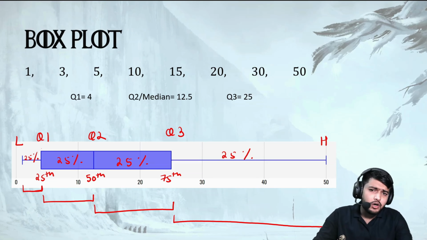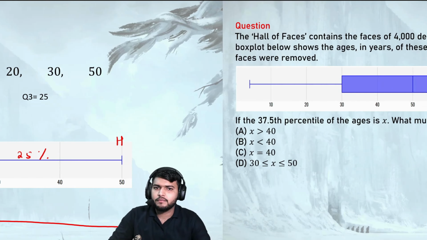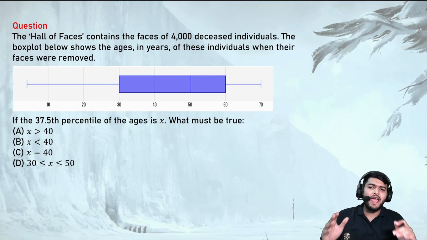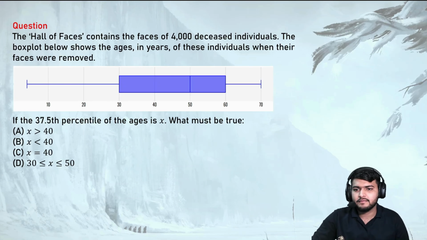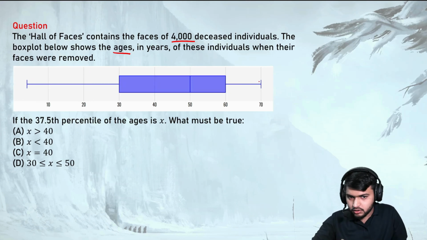Now let's do a question based on box plot. I want you to pause the screen and give this question a try. Hope you have done so. Let's solve it together. The hall of faces contains the faces of 4,000 deceased individuals. The box plot shows the age in years of these individuals when their faces were removed. So this box plot shows the ages.